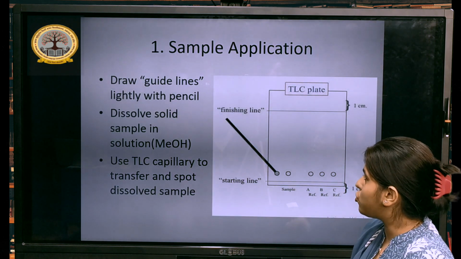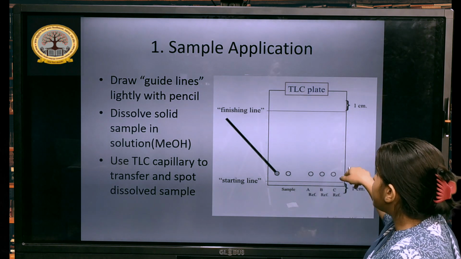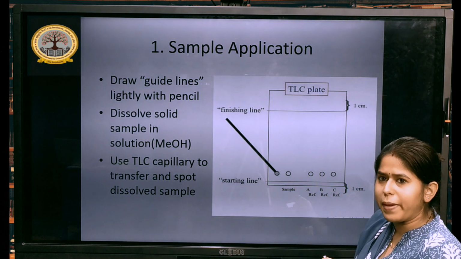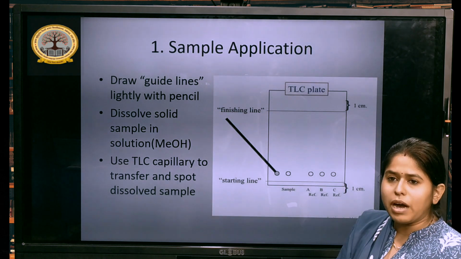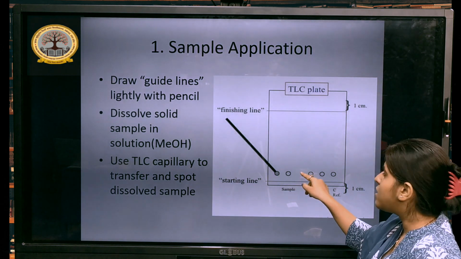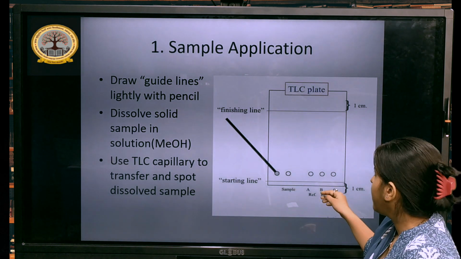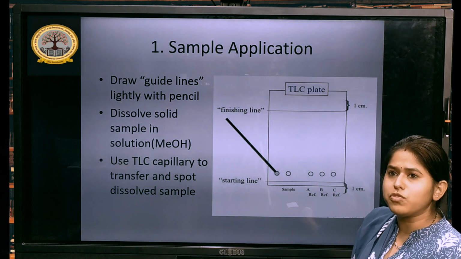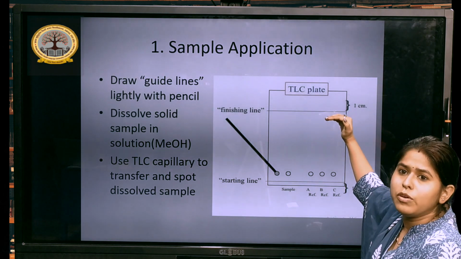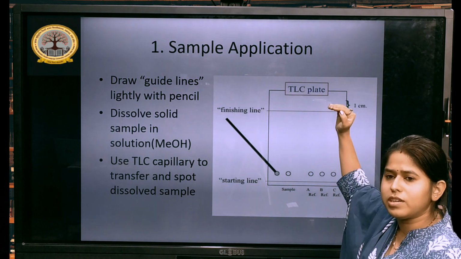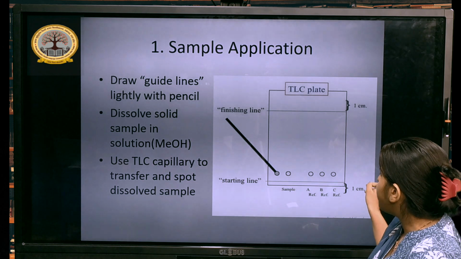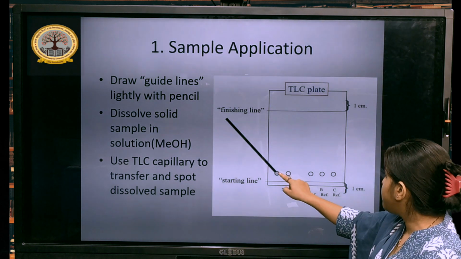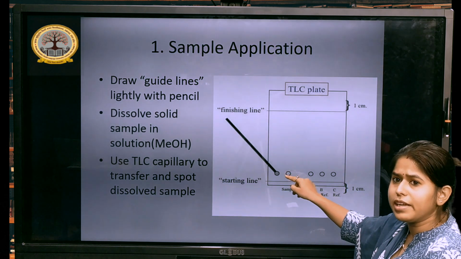In the sample application, this is a TLC plate. We draw a guideline with the help of a pencil, which will demarcate where to place our samples on the TLC plate. We will also mark a finishing line to help us visualize till which line we will allow our solvent to reach in the upward direction. We apply our sample dissolved in the mobile phase on this TLC plate just above the starting line that we have marked.